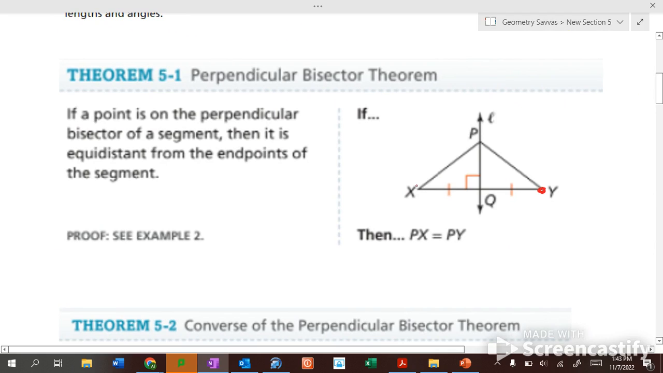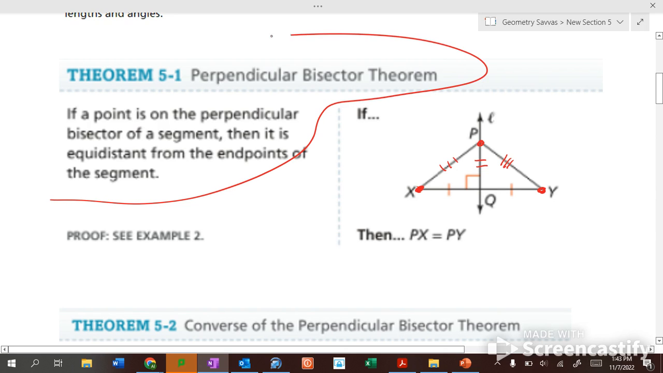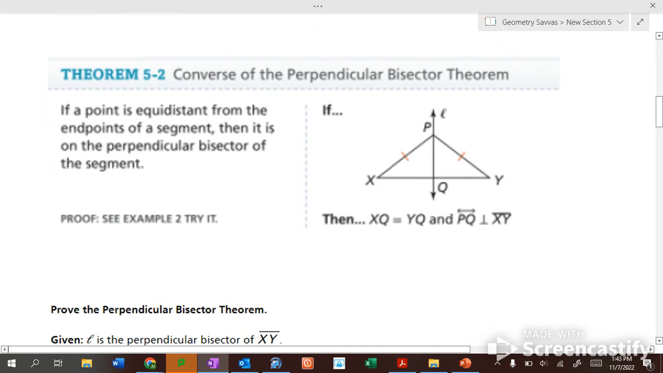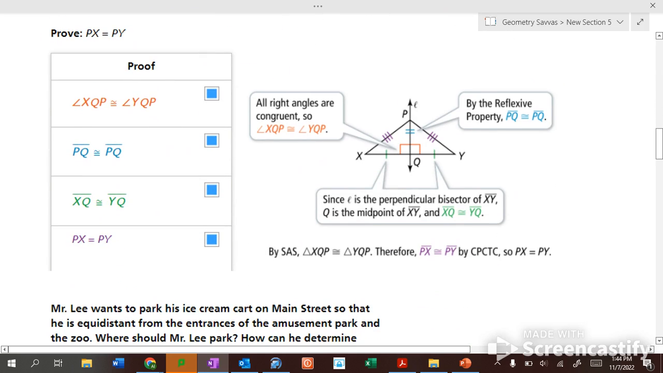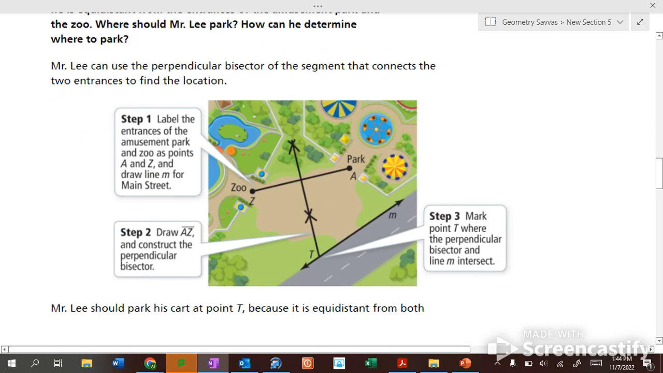If we have 2 points, X and Y, any point on the perpendicular bisector, because of side angle side, will make this distance from P to Y the same distance as this distance from P to X. Always, always, always. So that's the perpendicular bisector theorem. If a point is on the perpendicular bisector, then it's equidistant from the two endpoints of the segment. The converse of that is if a point is equidistant from the 2 endpoints of a segment, then it must be on the perpendicular bisector. Okay? So this is the perpendicular bisector theorem, which I just explained.